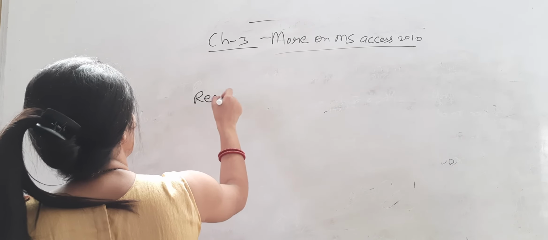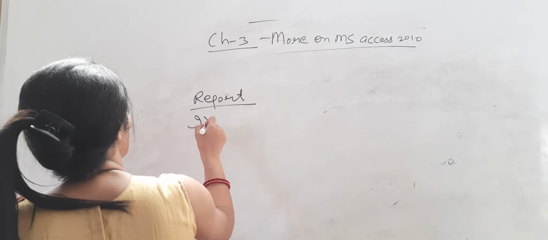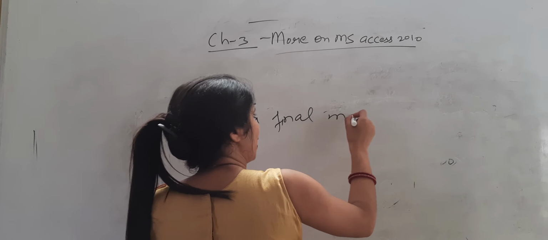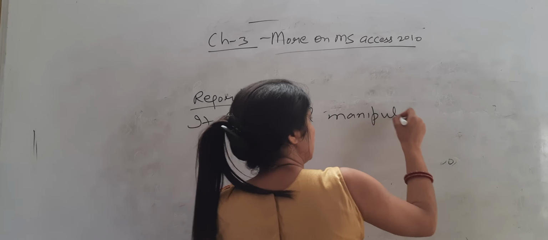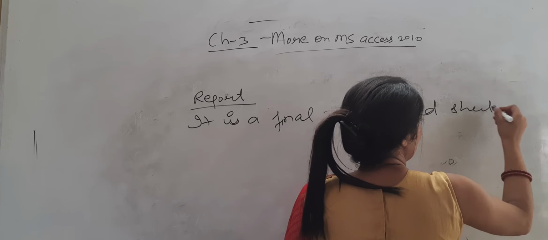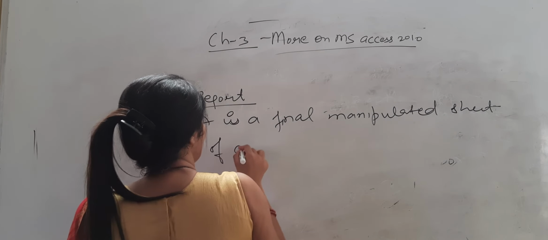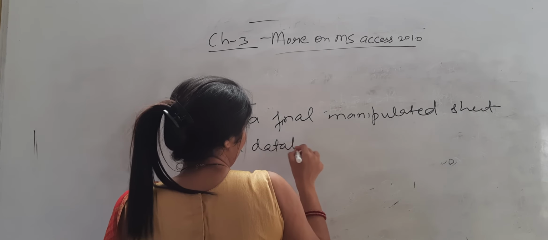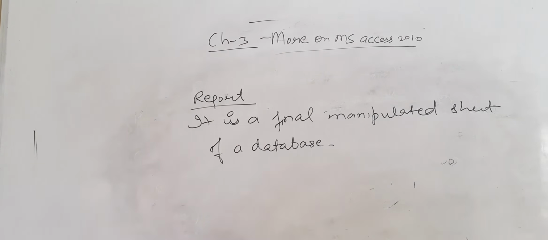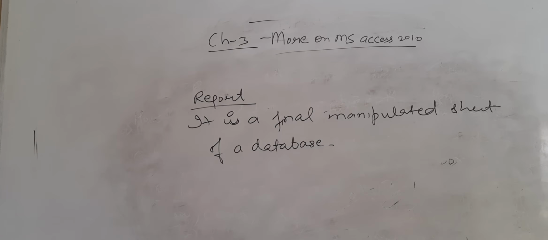Report. It is a final manipulated sheet of a database. In a database, if we have finally manipulated the data and information of a worksheet, then it is known as the report.